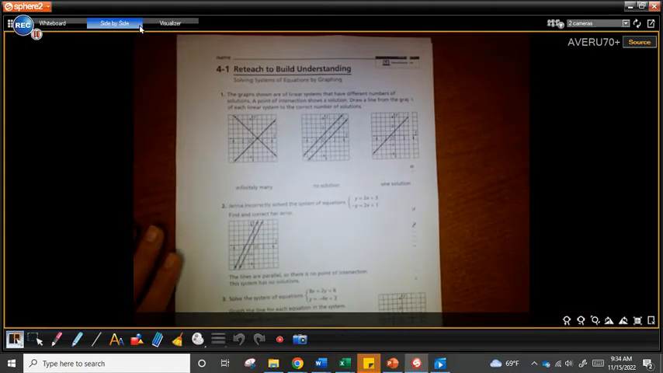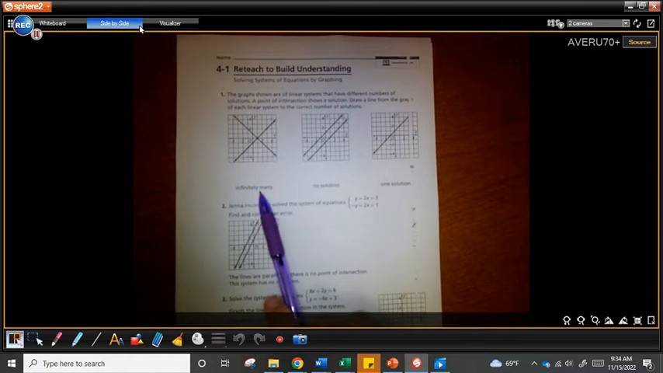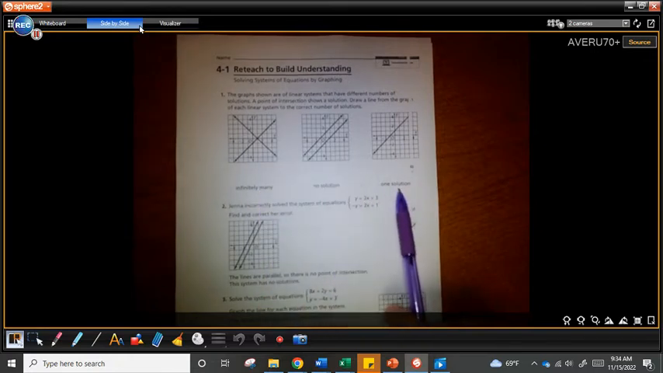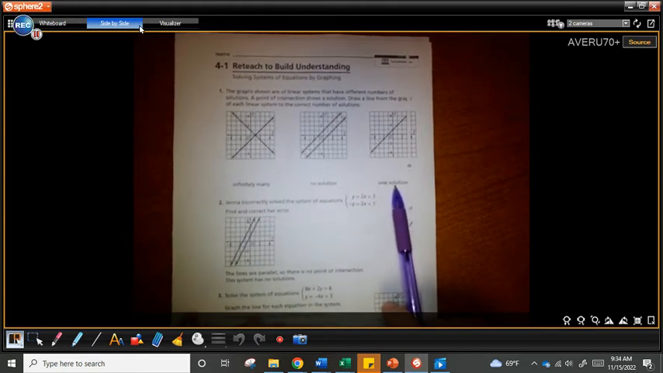We're going to go over the Reteach the Build understanding. 4-1 is all about solving systems of equations by graphing. So when we are graphing two equations, we are trying to see if there are infinitely many solutions, no solution, or one solution. Meaning that when we graph those equations, do those lines intersect?